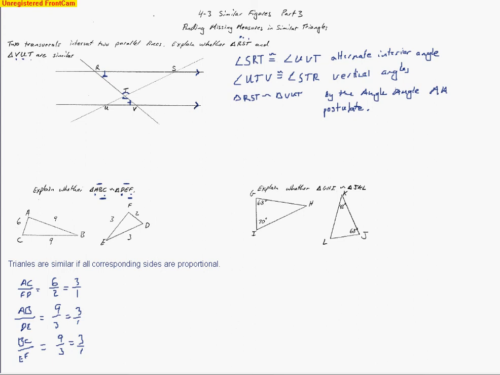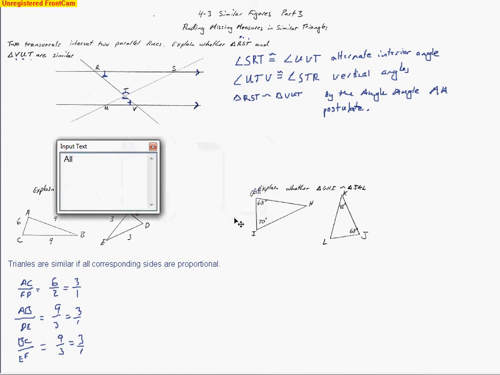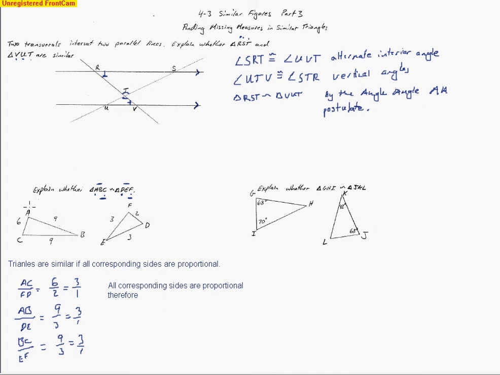And so what we can say is this. All corresponding sides are proportional, therefore triangle ABC is similar to triangle DEF. And so again, as long as all corresponding sides are proportional, then the triangles are similar.